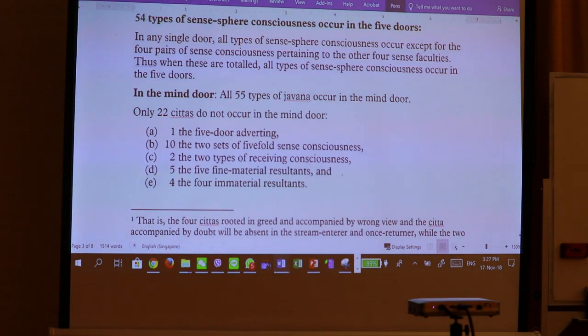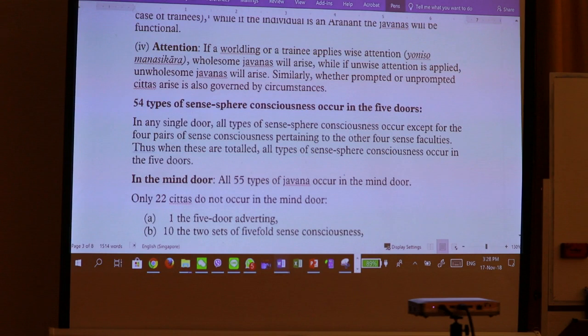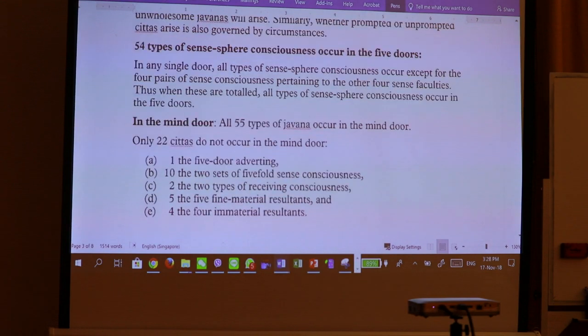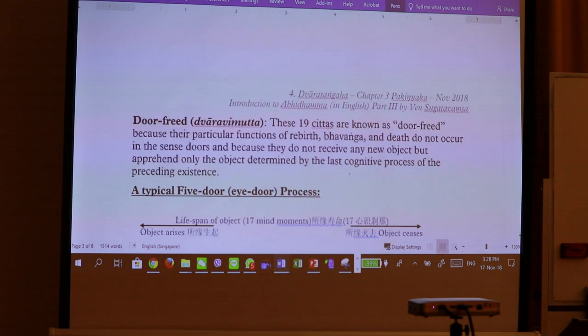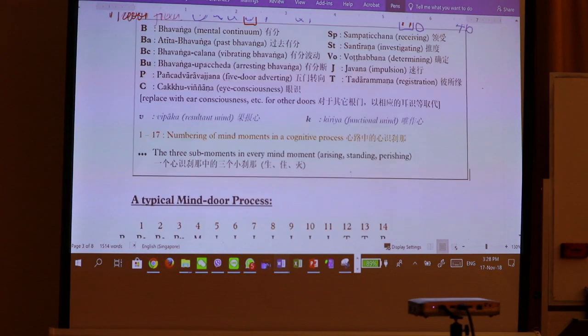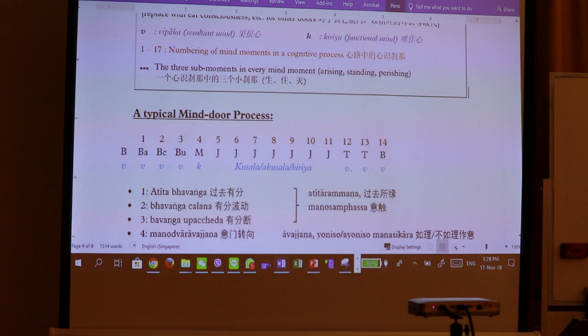Okay? Because the mind door is bhavanga, no? Now how many consciousness for the bhavanga? One of the 19. For us, one of the 8. Okay? Now this way, actually the mind door means how many mental factors we want to know. How many mentality?